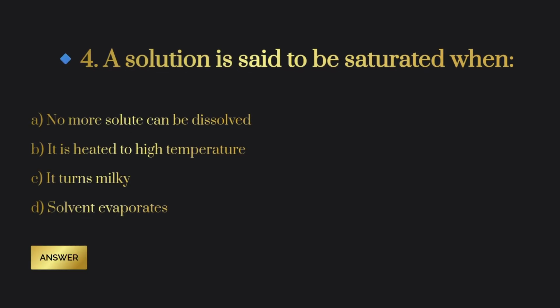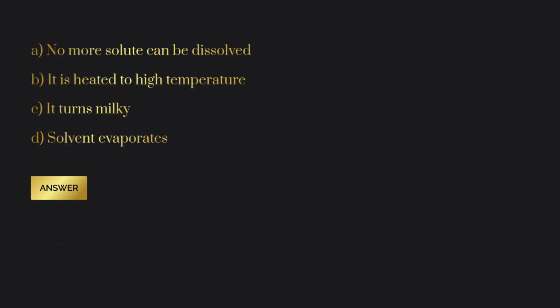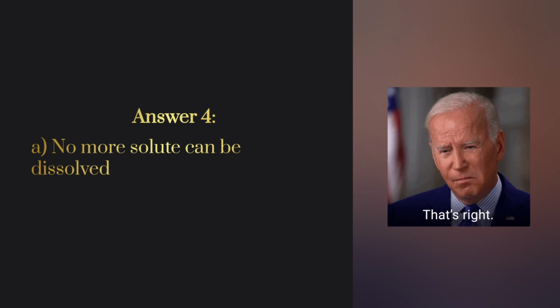A solution is said to be saturated when, option A, no more solute can be dissolved. Option B is it is heated to high temperature. Option C is it turns milky, or option D, that is solvent evaporates. So the correct answer for this question is option A, that is no more solute can be dissolved, and that's how a saturated solution is formed.